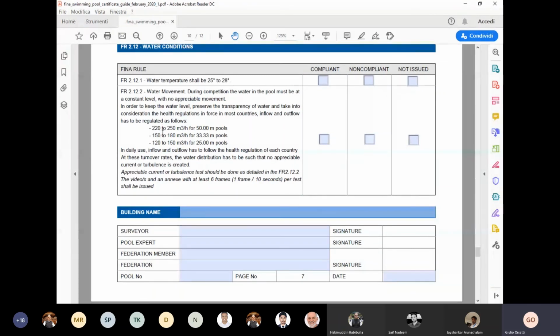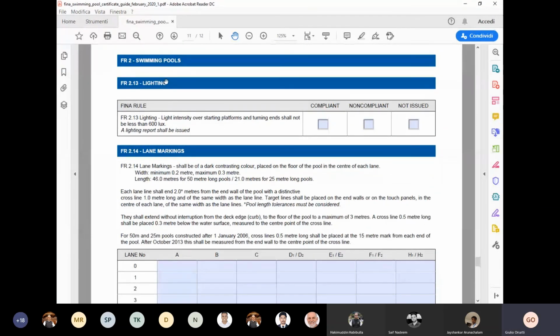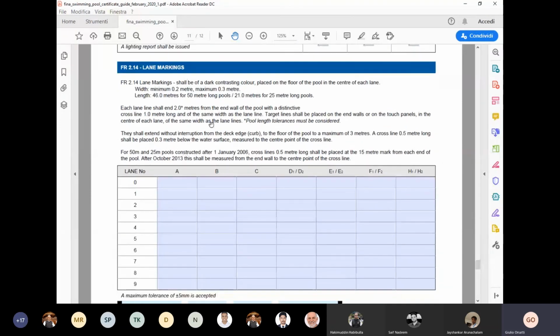So FINA has been very strict lately on this matter because the federations are investing more and more money to train their athletes, and the competitions are becoming more and more important. So everyone wants to be sure that the field of play is regular in every condition. Then we move to lighting. As Jay was saying, this document is not for Olympic Games and World Championships, so we're talking about 600 lux. And then, of course, there is the measurement of the lane marking that needs to be done with the pool empty and needs to be taken very carefully, as again, this defines the proper field of play.